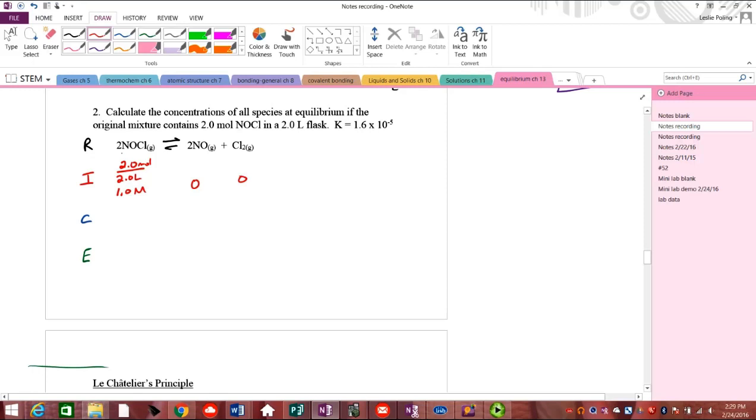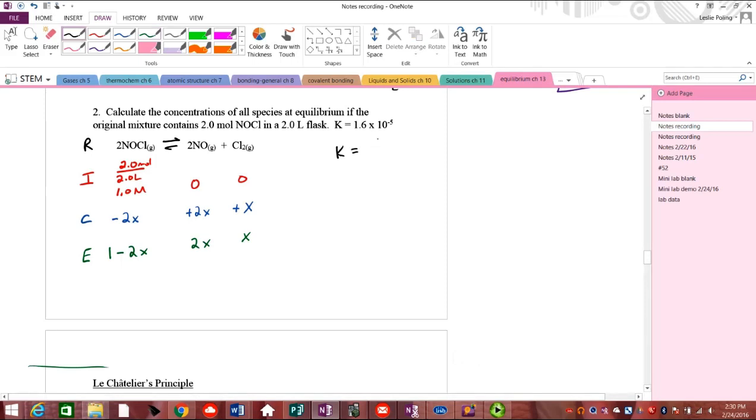Now, this has a coefficient of 2. So our change here would be minus 2x. Our change here would be plus 2x. Our change here would be plus x. So you get an x when you have no coefficient. If you have a coefficient, you get 2x if the coefficient is 2, 3x if the coefficient is 3, and so on. Our equilibrium here is 1 minus 2x. It's 2x, and it's x.